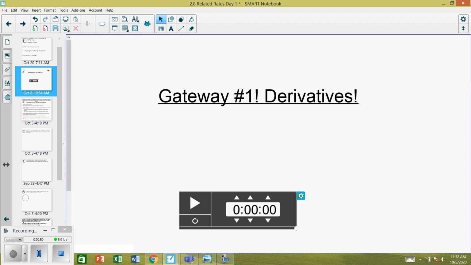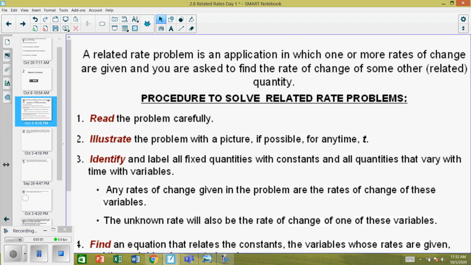Oh man, gateway number one. Oh man, we would have had our first derivative gateway today. Oh, y'all would have loved it too. Oh well, I guess for a different day.